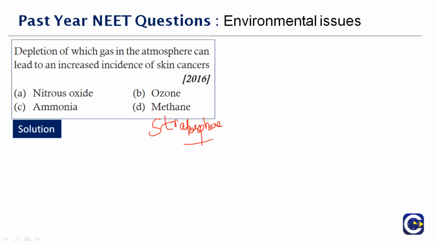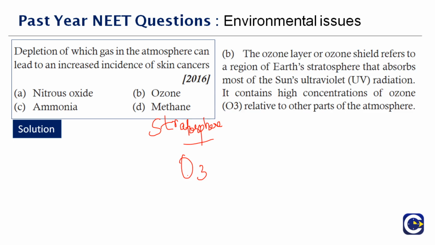So here the ozone layer or the ozone shield refers to the region of the earth's stratosphere that absorbs most of the sun's ultraviolet radiation. It has a high concentration of ozone, denoted O3, relative to other parts of the atmosphere. So the gas whose depletion can lead to increased incidence of skin cancer is option B, ozone.